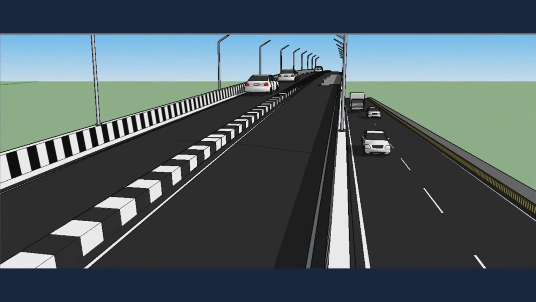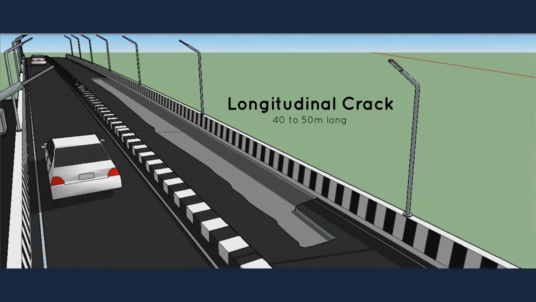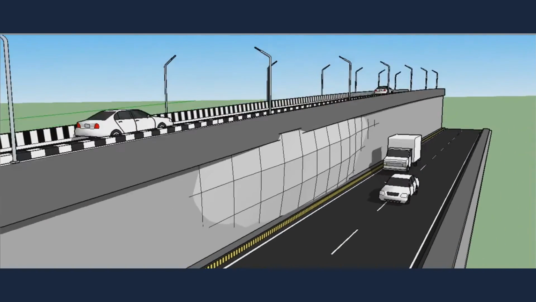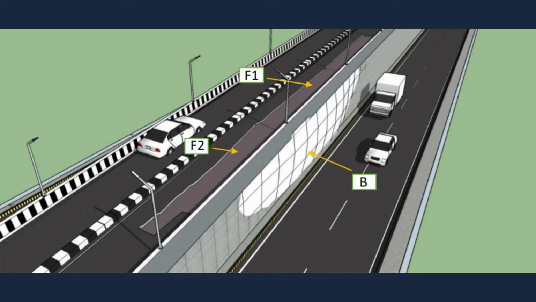We also prepared a 3D model for that. According to us, there were two fault points. The first fault triggers the bulging, then due to bulging of the retaining wall, the second fault happens.